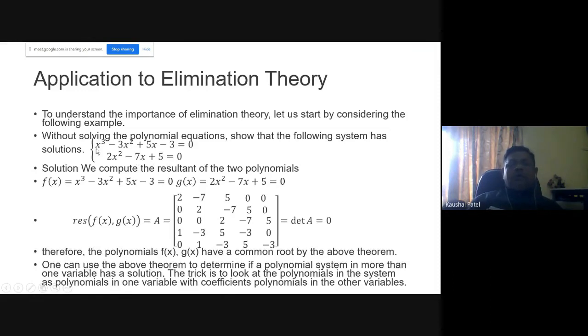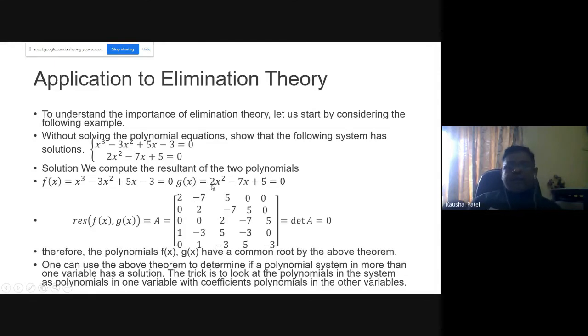Now suppose we have to compute whether both have a common solution or not. This is a polynomial in x, and this is also a polynomial in x, and we ask whether a particular value of x may satisfy both. For that we have to compute in this way. So f(x) is this one, g(x) is this one. We can get the resultant of f(x) and g(x). This one is a polynomial of degree 3, and this has maximum degree 2. So combined, the degree is 5, so we may construct a matrix of 5 by 5.